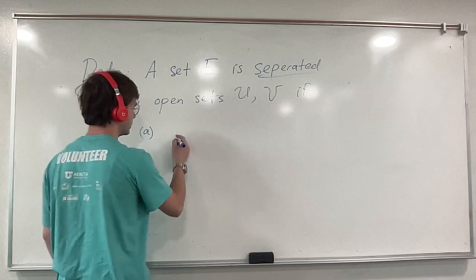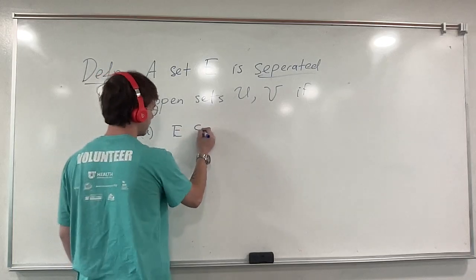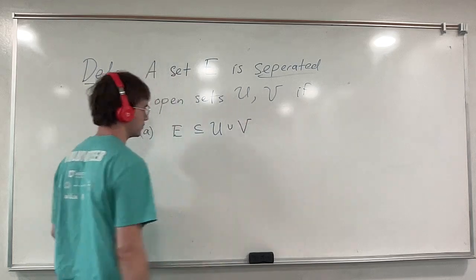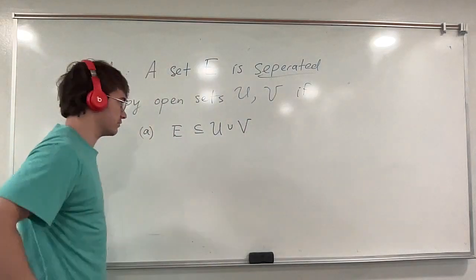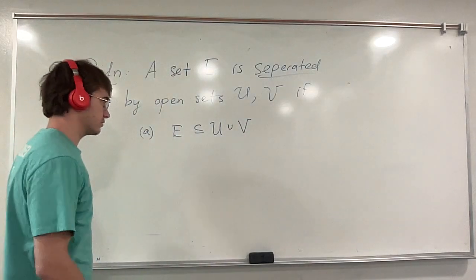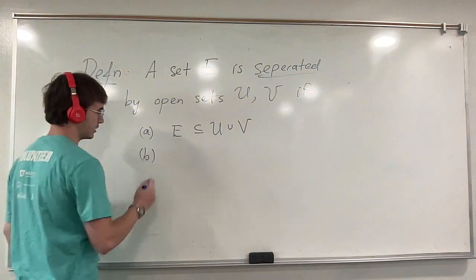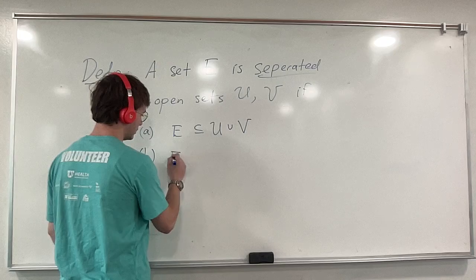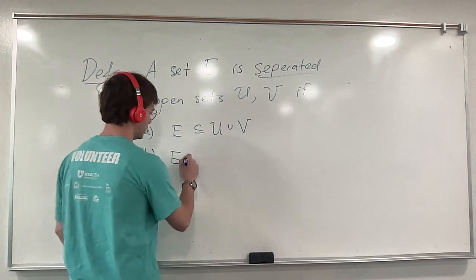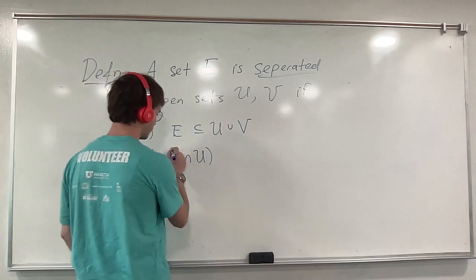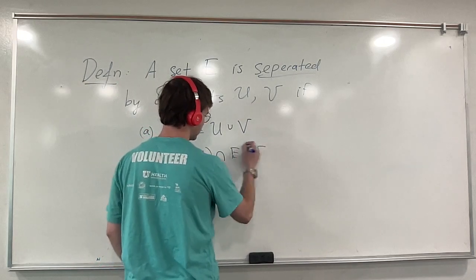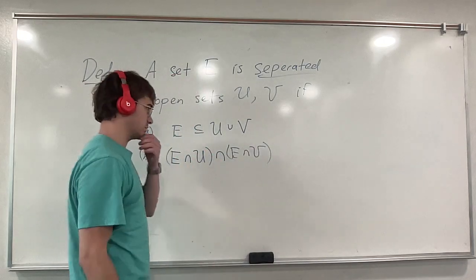First condition is that E is covered by the union of U and V. So E is a subset of U union V. Second condition is that E intersect U intersect E intersect V is empty.